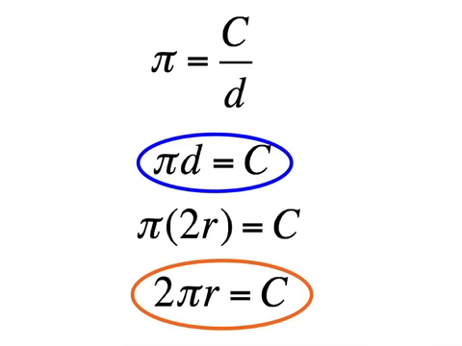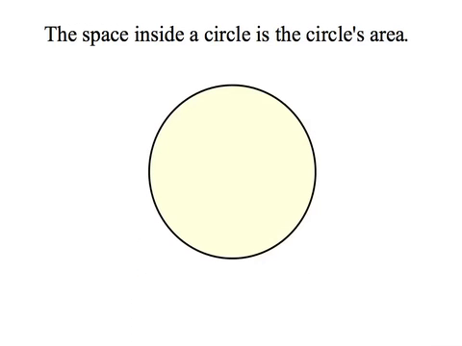Both of the two circled formulas are considered acceptable formulas to find the circumference of a circle. The top one, pi times the diameter, and the one at the bottom, 2 pi r. The space inside a circle is the circle's area.